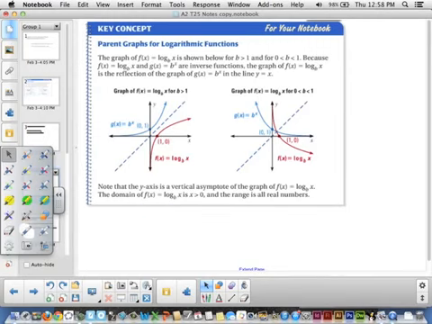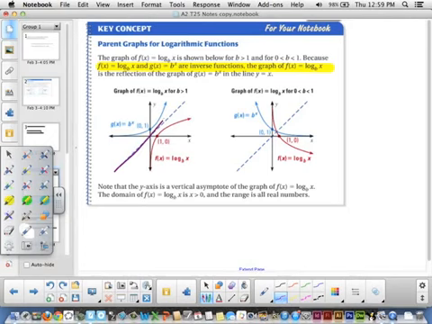Now logs. How do you graph a log? Well, if you remember, a log and an exponent, those are inverses. Right? Exponents and logs are inverses. So because they're opposites, we can just reflect them over the line y equals x. Here's the line y equals x. That's where x and y switch, which is how you find an inverse. You switch x and y.